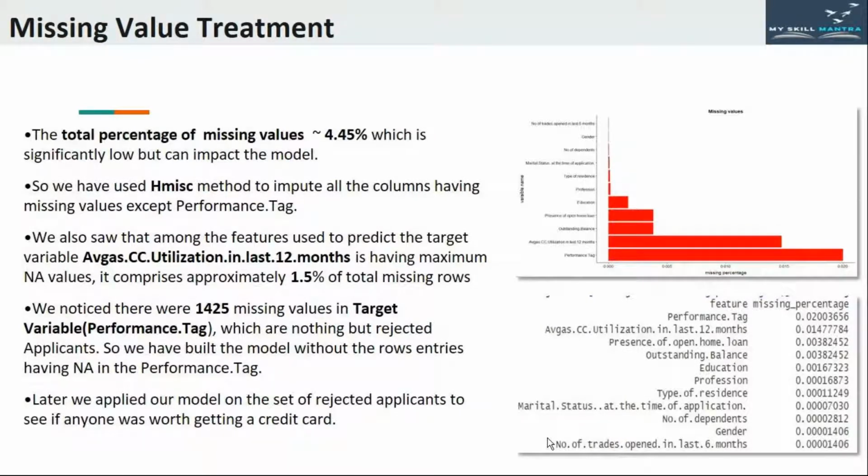So what we did is we used the HMIC package. It's a very popular package which uses regression to impute the missing values. We used that to impute the columns that had the missing values.